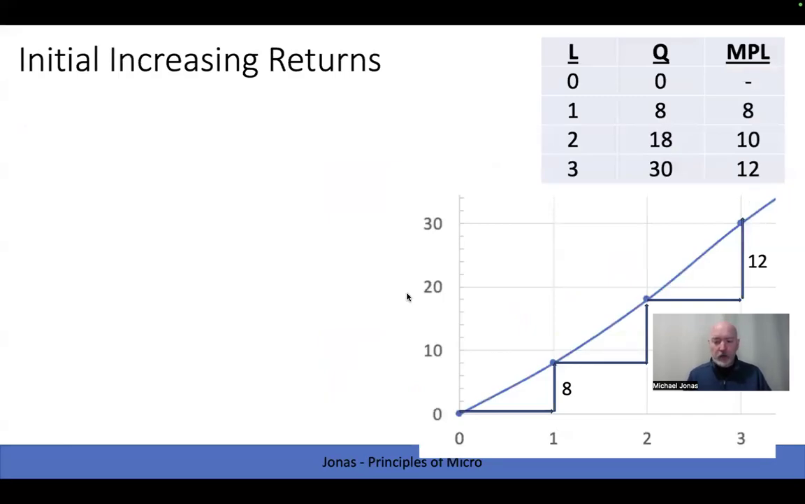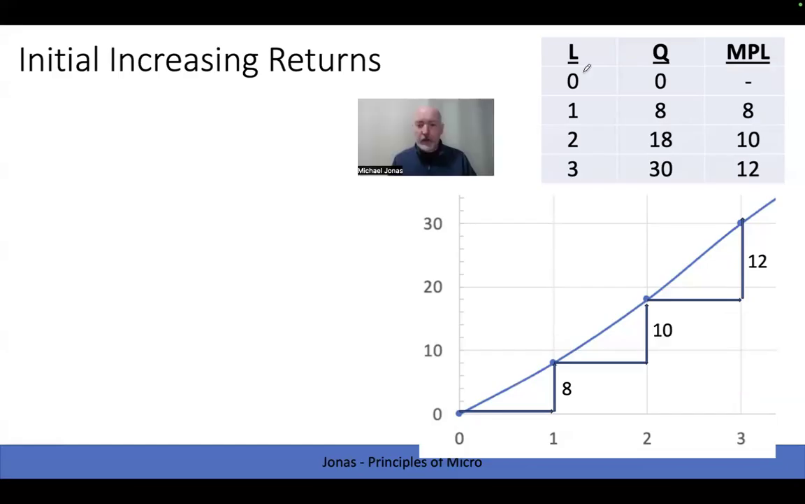And of course, what we saw is that output was rising, of course. The more workers, more output, but it was also rising at an increasing rate. So kind of the opposite of diminishing returns. Each additional worker adds more to total output.